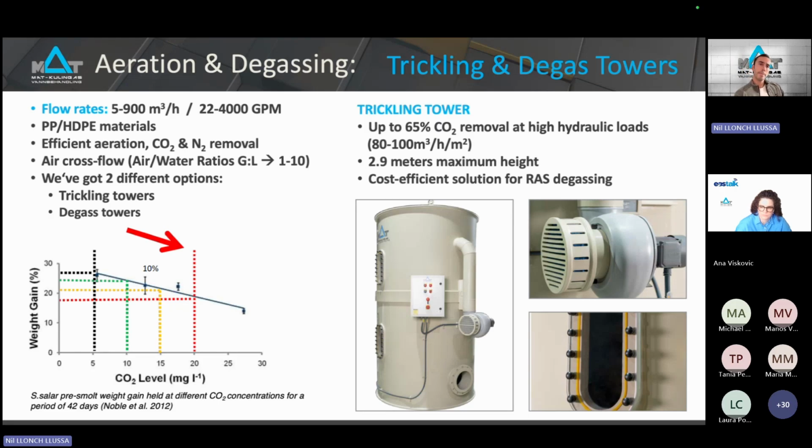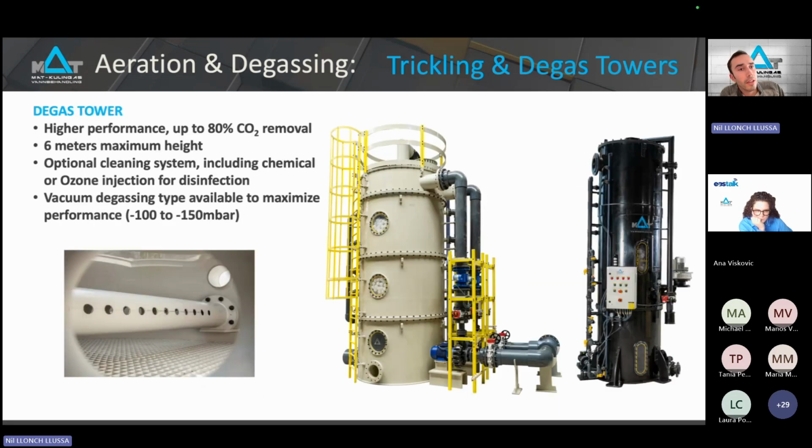And yeah, we have different types of aeration and degassing equipment. The trickling towers can remove up to 65% of CO2, and generally are cost-efficient solutions for degassing in RAS systems, while we have degassing towers for higher performance. Both equipments are cross-flow air and water injection, so water comes from the top and air is injected at the bottom, and CO2 is exchanged through the media.